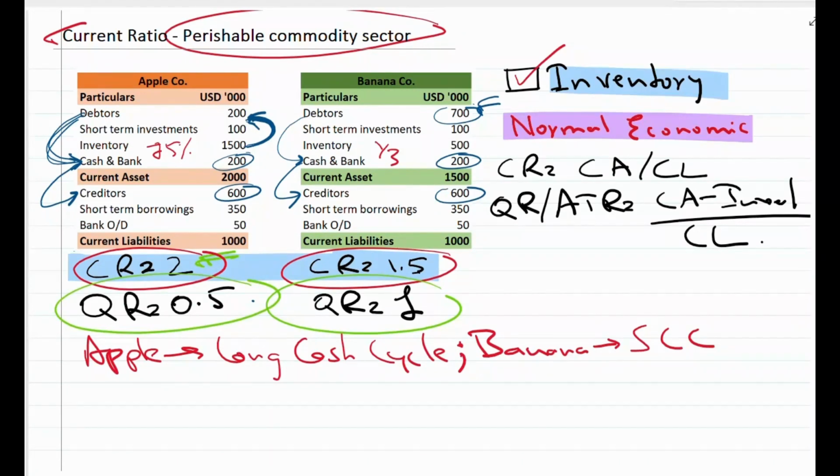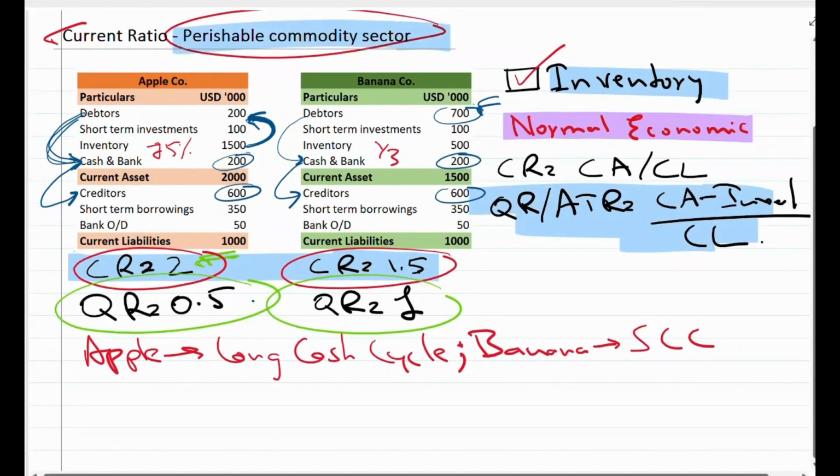This is how we tailor the ratios and use them based on the industry and the business scenario.